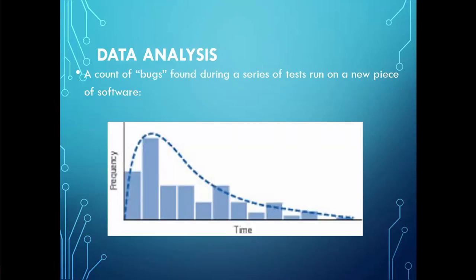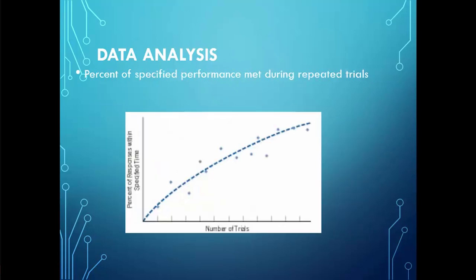The graph shown in this slide represents the count of bugs found during a series of tests run on a new piece of software. The collected data shows that the number of bugs decreased over time, and this is what the project manager needs to monitor to make sure that the project team is meeting the project goal. Another example is the percent of specified performance met during repeated trials.